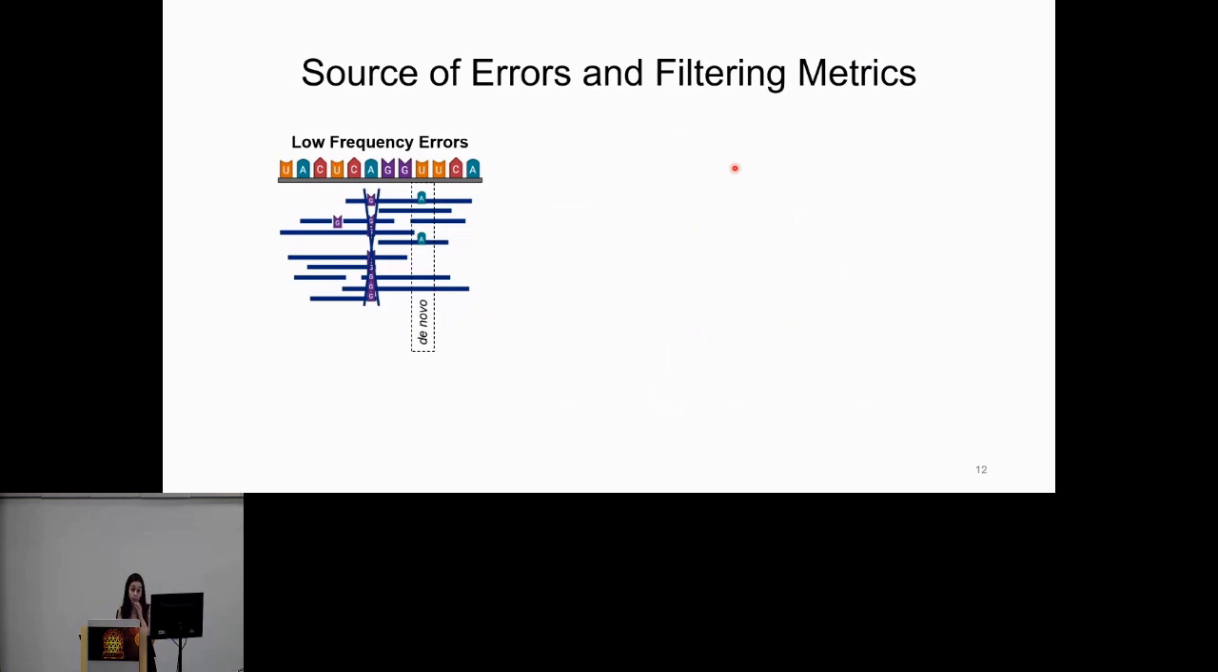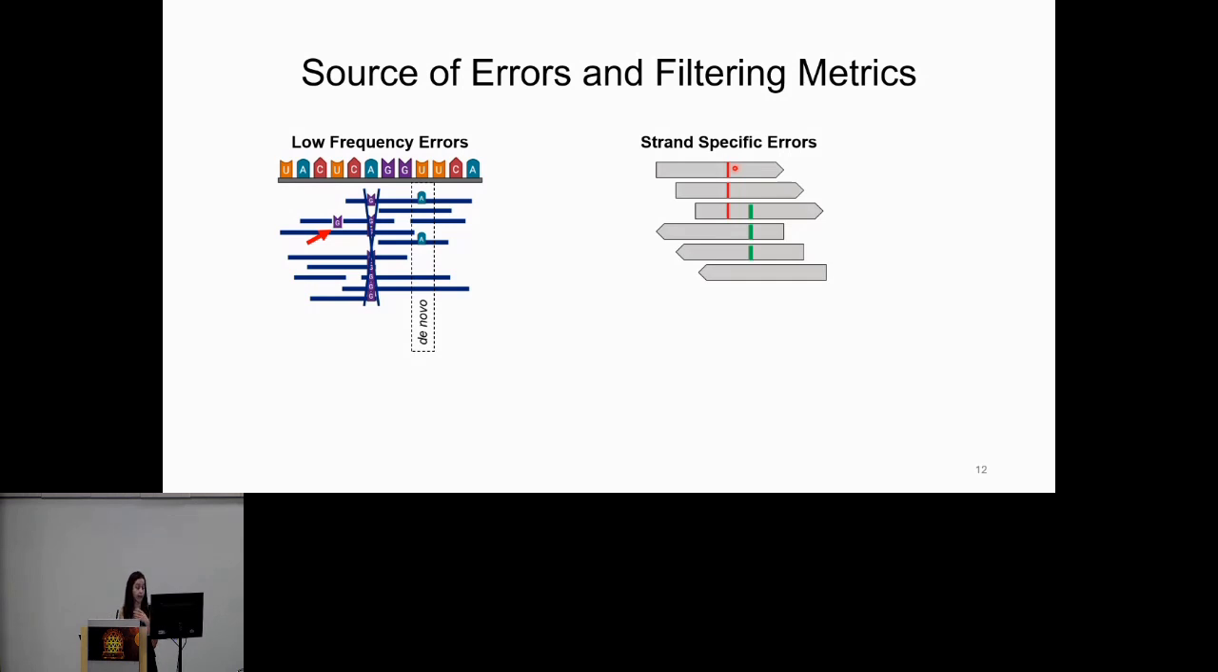One of the types of errors we identify is low frequency. For example, this mutation here, even though it's in a very well covered region, has only one piece of evidence for a mutation. Another type of error that we looked at is strand-specific errors. This is when an error happens and it's only amplified by one sense.